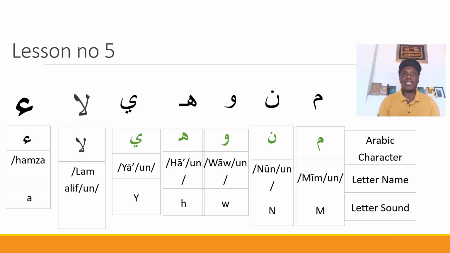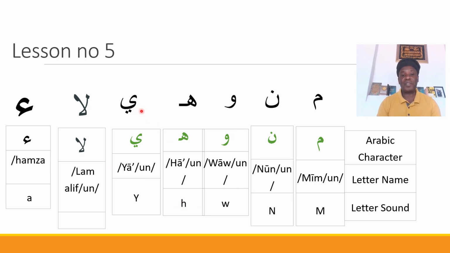Okay, now let's look at examples of how these letters sound in English. As you can see, mim is pronounced as mim, and it sounds more like M. Noon, pronounced noon, sounds more like N. Wow, pronounced wow, mostly sounds like W. And ha, which is pronounced ha, sounds more like H.